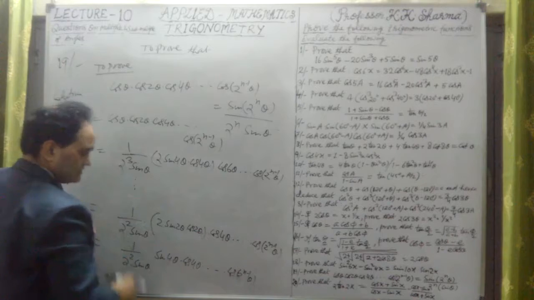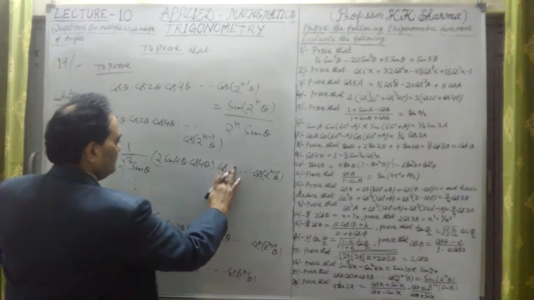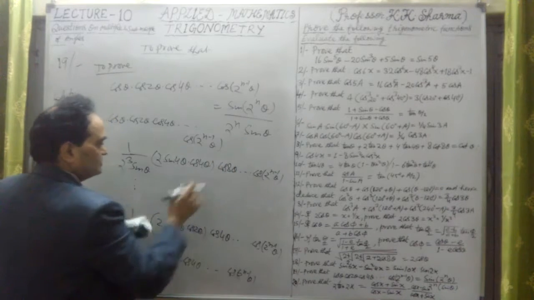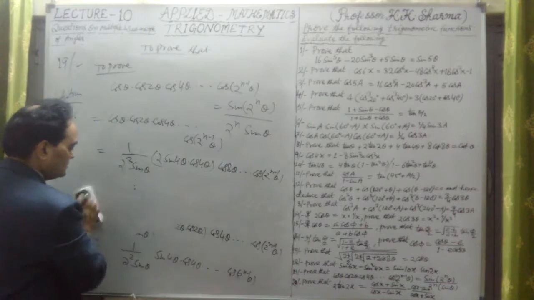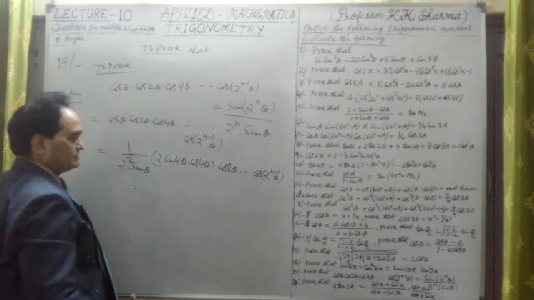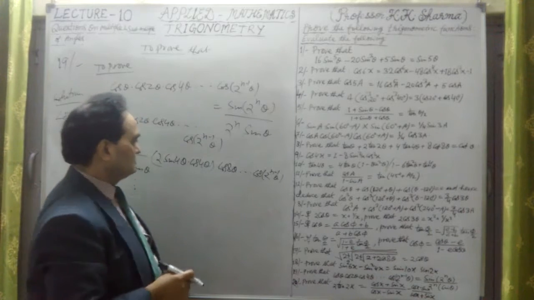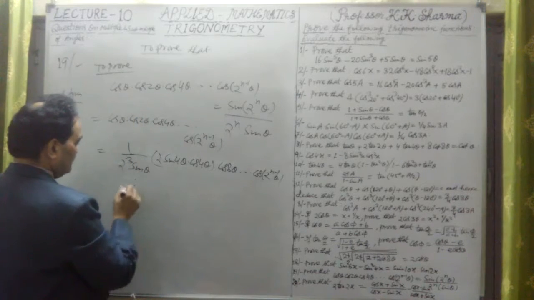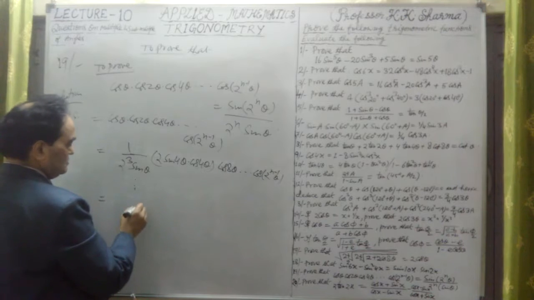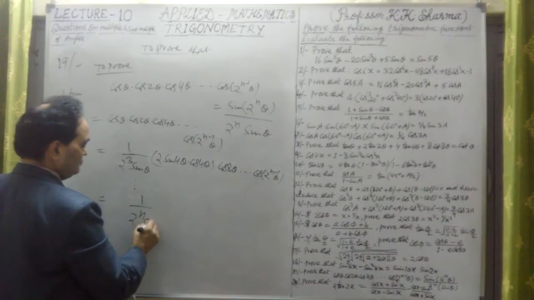In this way, let me take. So this is now 8 theta. Sorry, it will be 8 theta. Sorry, twice of that angle is increasing. It will be 8 theta, not 6 theta. 8 theta, then 16 theta, then 32 theta, like that. It is moving in that way. So finally, we will get 1 upon 2 raised to the power n, if we do it n times.